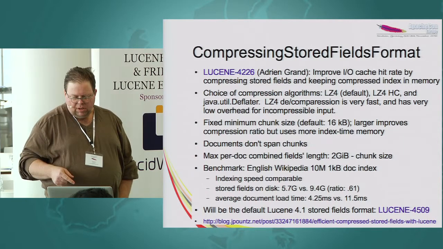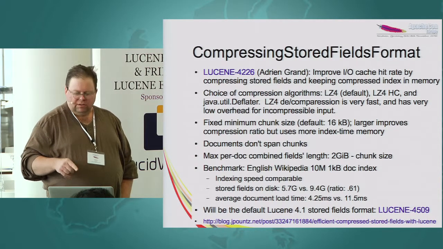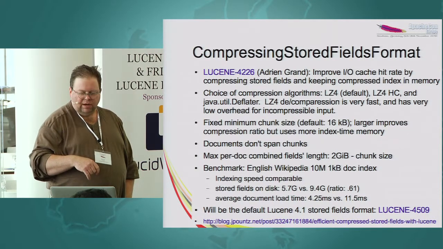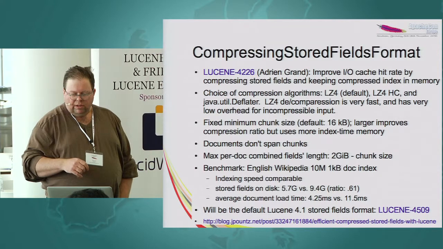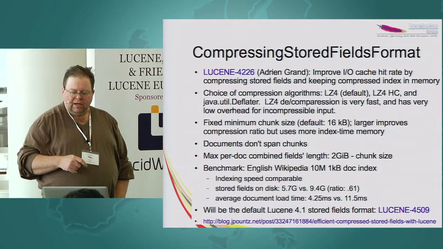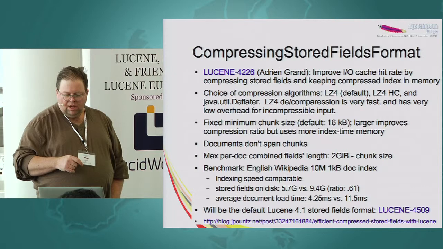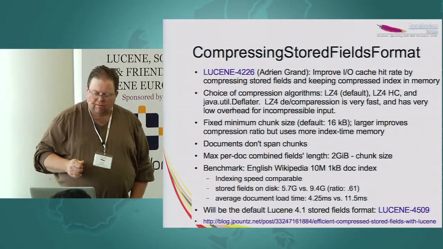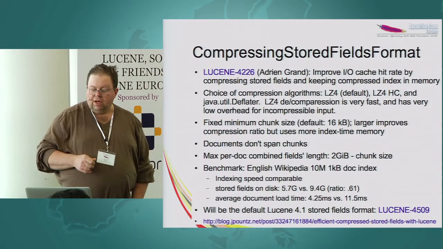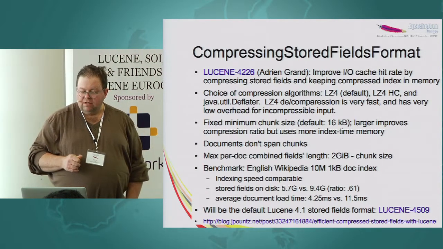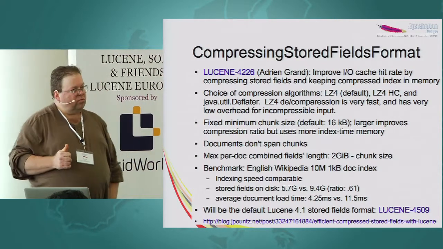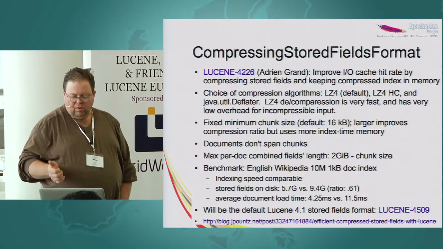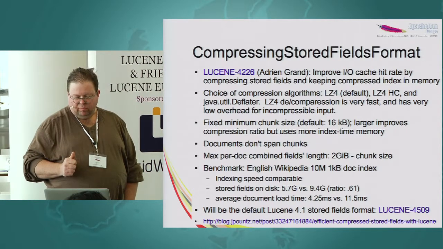So I'm reporting a benchmark that Adrien performed that he lists on his blog post, which I give a link to down there at the bottom, where he indexed 10 million 1K docs from Wikipedia, from Mike McCandless's Lucene utils, and I found that indexing speed was comparable. Stored fields on disk were stored at a ratio of about 0.61. Average document load time was twice as fast, or better than twice as fast.